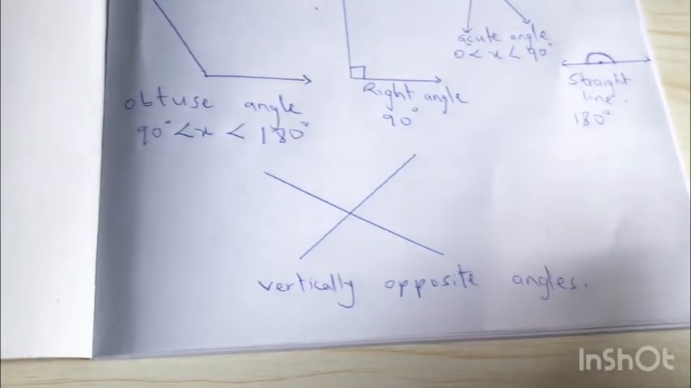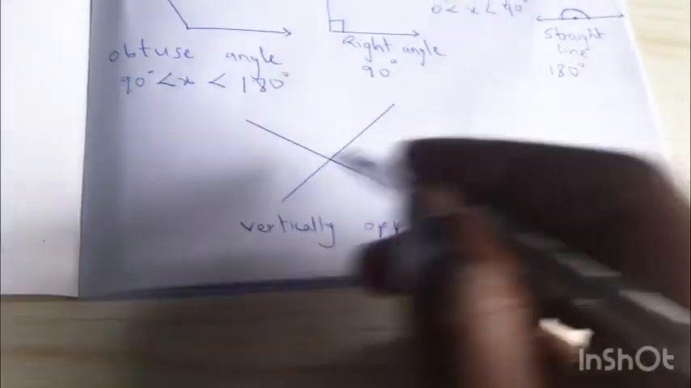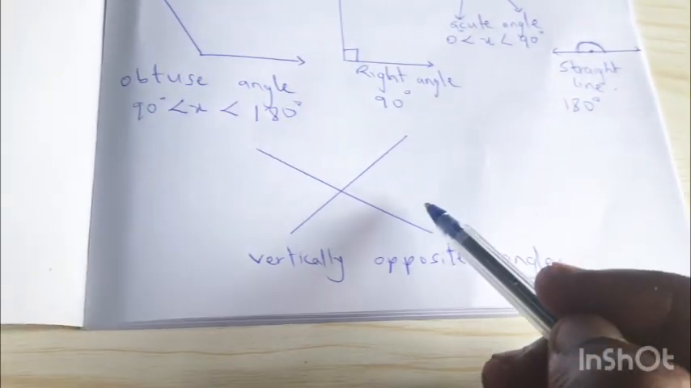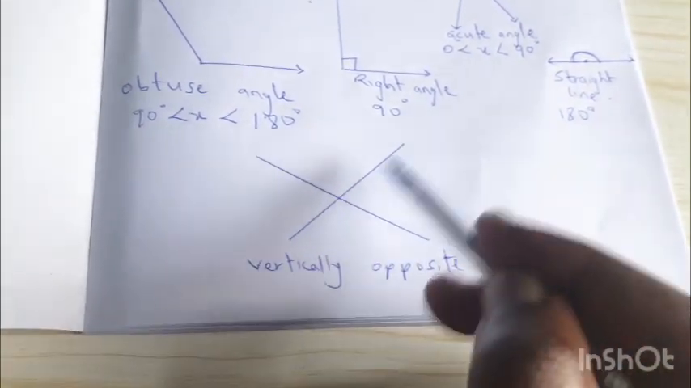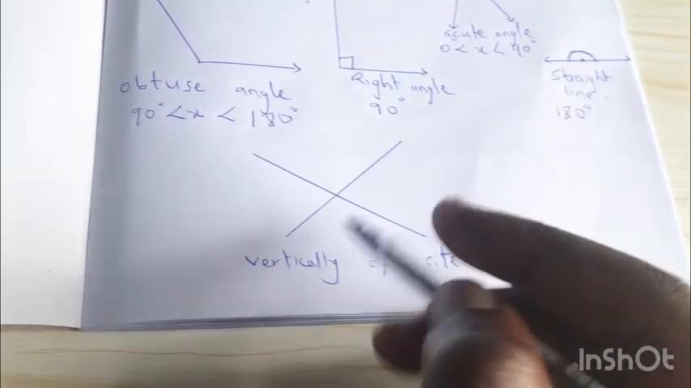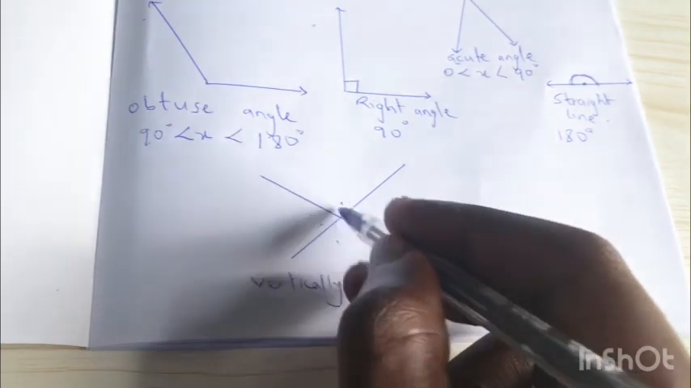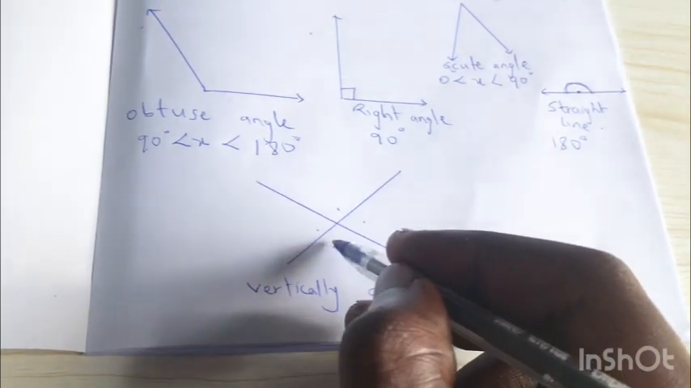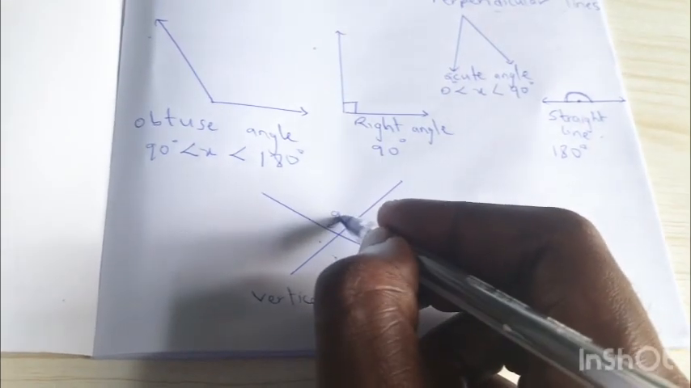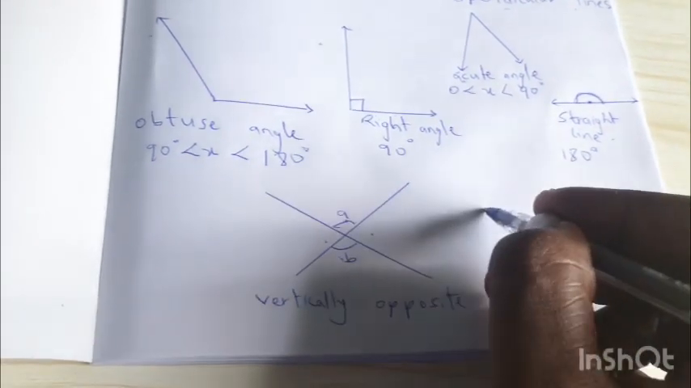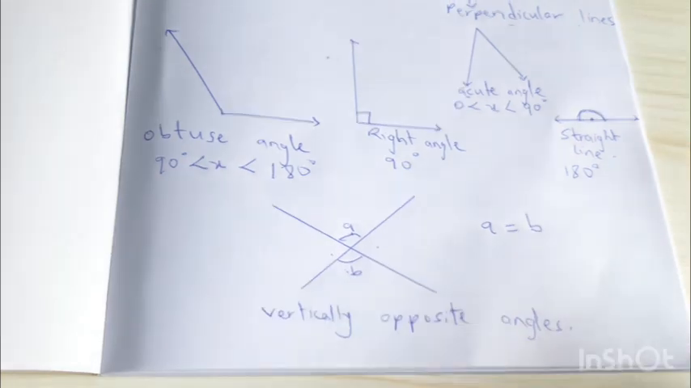Yes. Then we have another type of angle called the vertically opposite angles. This one has the shape of X. I hope you've seen it. The shape is like X. We have this type of angles, 1, 2, 3, 4 angles. The opposite angles are equal. So let's say here is A and here is B. We can see that they are opposite. This shows that A is equal to B.